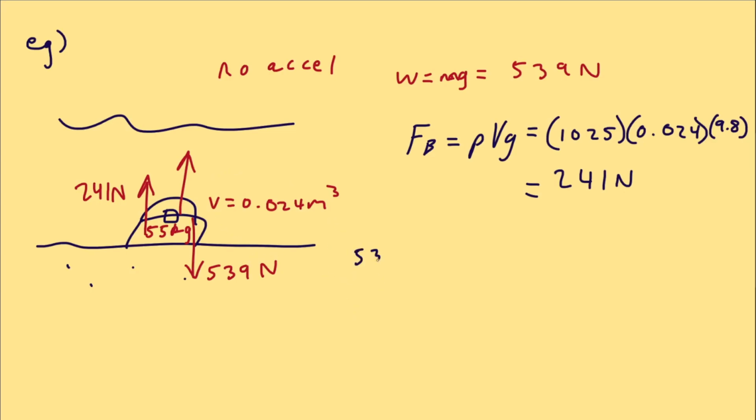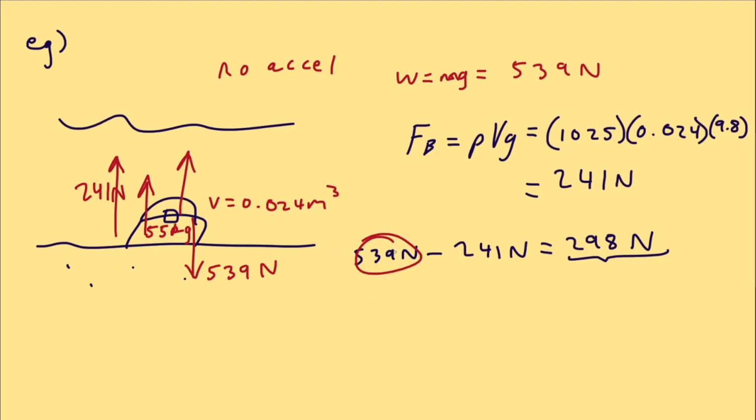So the weight is 539, and this is the reason why things are lighter underwater, because the buoyant force is supporting it. So we can subtract 241. That means anything over 298 newtons will lift this chest if it's underwater. You don't have to put in 539 newtons of force because the buoyant force is helping you.